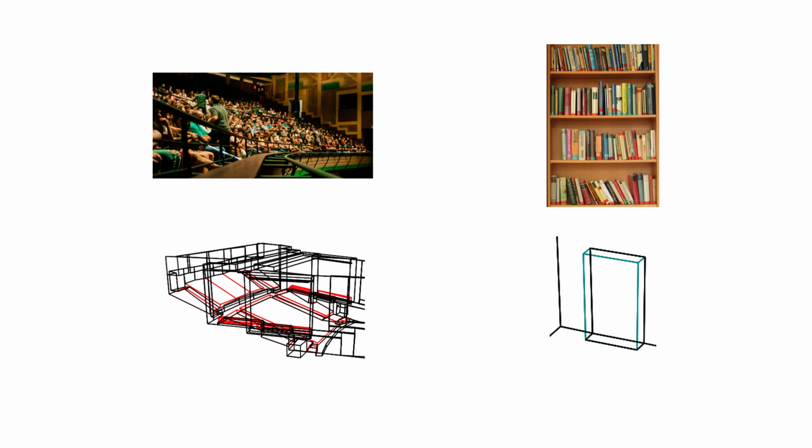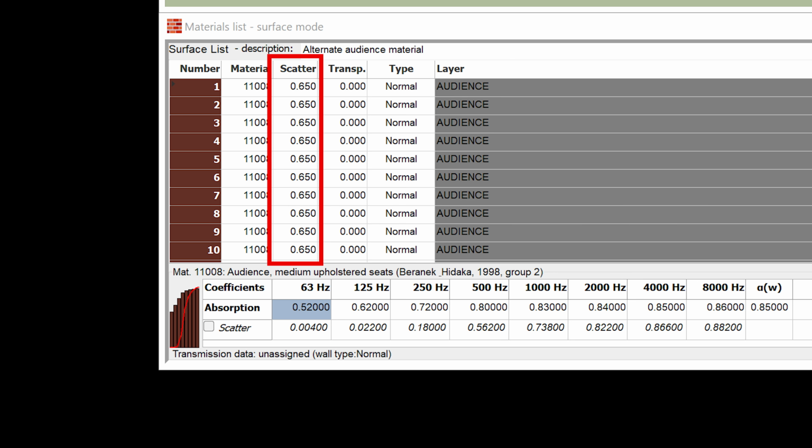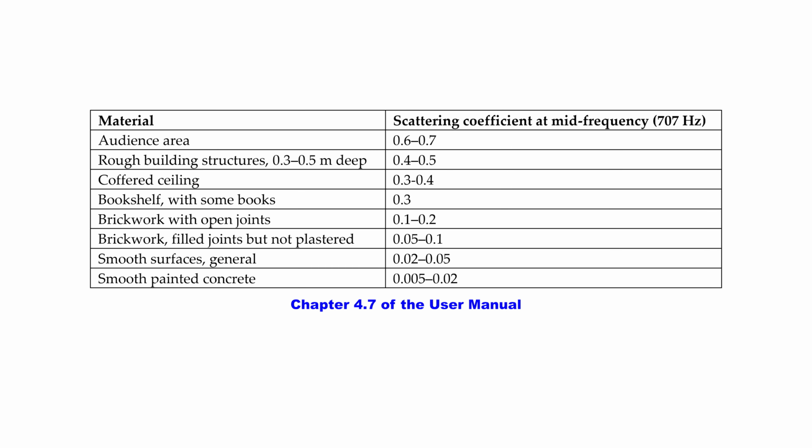There are cases where the 3D geometry has to be simplified, and the effect of small details must be compensated with a higher scattering coefficient. Two typical examples of this are audience areas and bookshelves. These produce complicated acoustic effects that cannot be directly modeled by ray tracing, image source method, etc. The way to get accurate results in these cases is to model them as flat surfaces and assign an appropriate single-value scattering coefficient. In Chapter 4.7 of our user manual, we have scattering coefficient suggestions for some typical cases. These serve as a starting point, but you can always experiment by slightly varying these values.